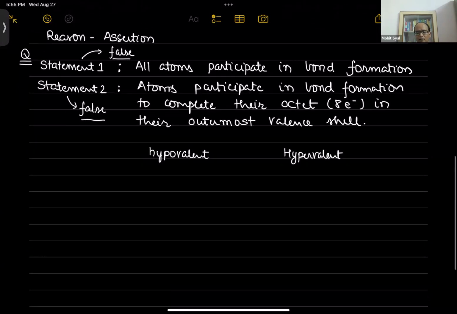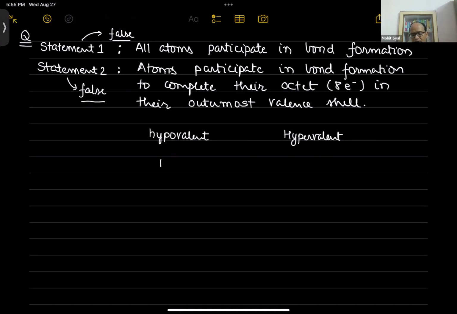Got it? For example, hypovalent is BH3, AlCl3. Are you getting my point? How many electrons are there? 6. Not 4 bonds, just 3 bonds, 6 electrons. So hypo means less than 8 electrons. Are you getting my point or not? Yes, sir. And hyper means more than 8.